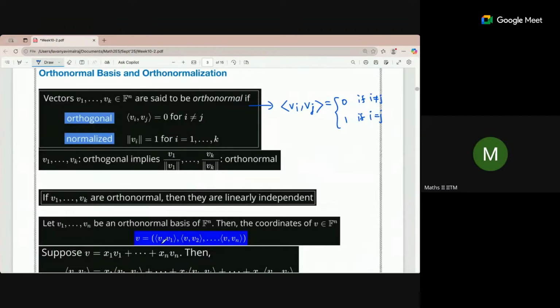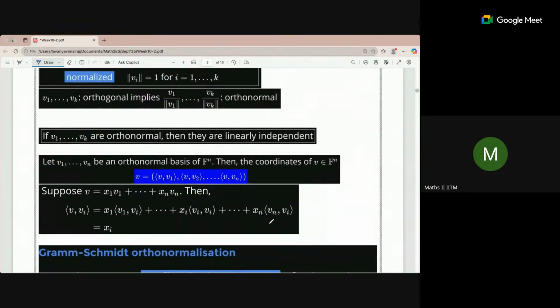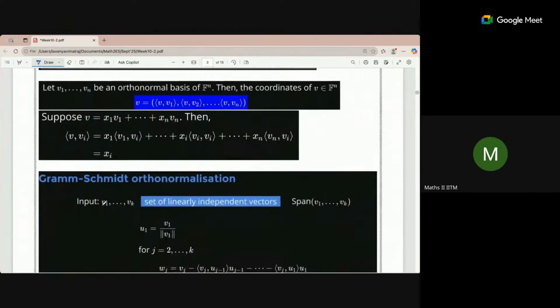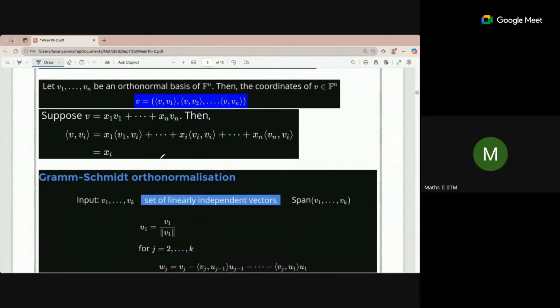I guess I gave an example in the previous session, right? So let v1, v2, ..., vn be an orthonormal basis of F^n. If you want to express any vector v of F^n using these vectors, then you know that the coordinates are simply the inner product of v with vi, right? So this is an important property of an orthonormal basis. With this, these are the topics we have covered in the previous session.